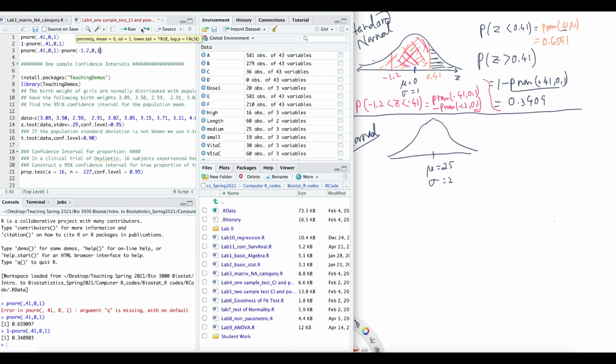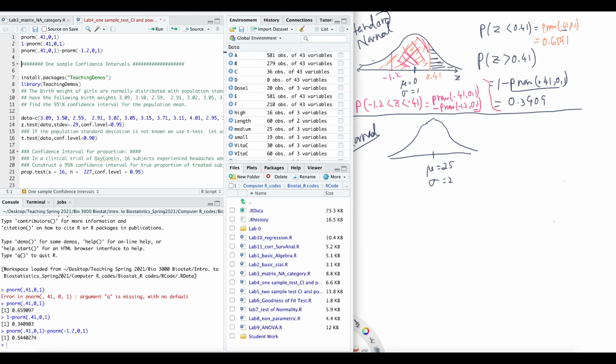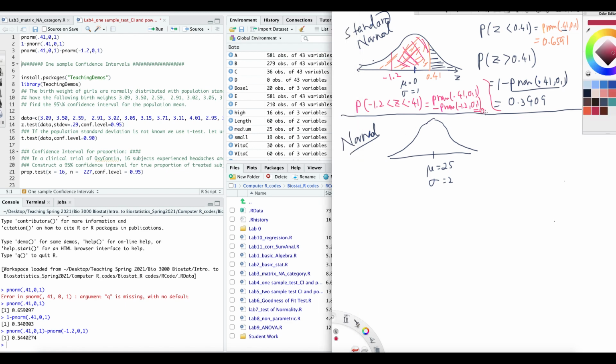So if you run this code, what do you get? You basically get the value 0.5440. That's what you get. Okay, so this is the case of the standard normal.